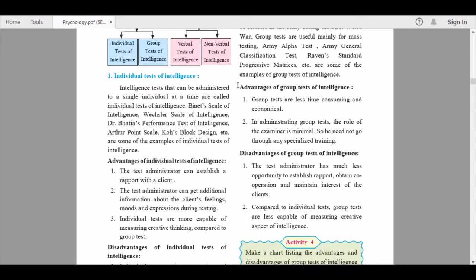Advantages of individual tests of intelligence. The test administrator can establish a rapport with a client. The test administrator can get additional information about the client's feelings, moods, and expressions during the testing. Individual tests are more capable of measuring creative thinking compared to group tests.